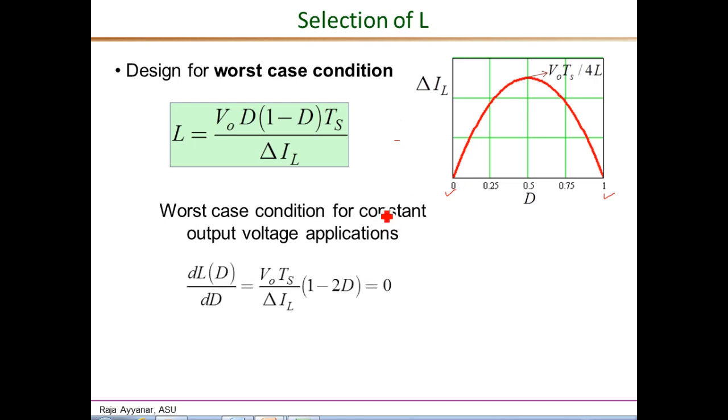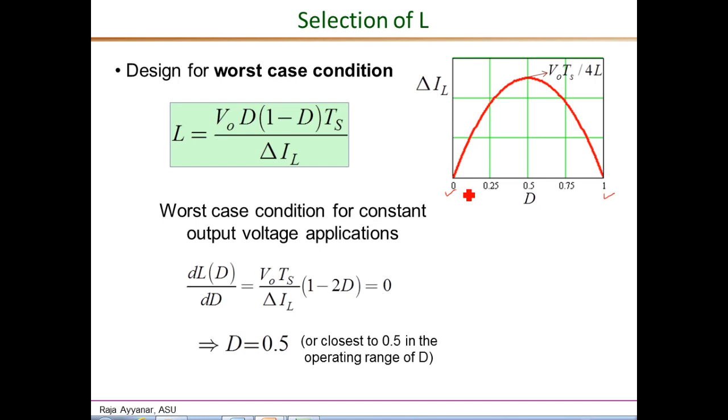Now we can get the same result analytically by taking the derivative of this expression, that is dL over dD, and equating that to 0. So the derivative here, the constants VO, TS and delta IL are shown here, and the derivative of D times 1 minus D is 1 minus 2D, and equating this to 0, we get 1 minus 2D is 0, or D equals 0.5. Same result as we got from the plot.